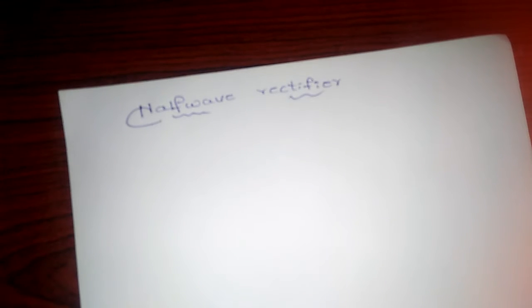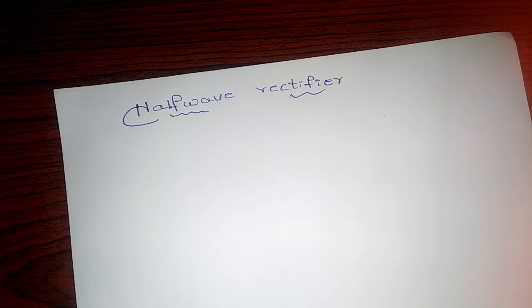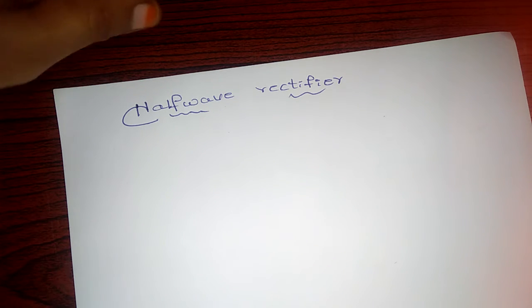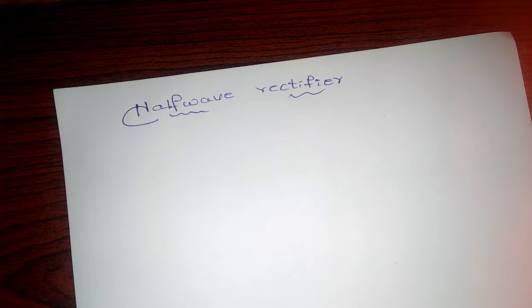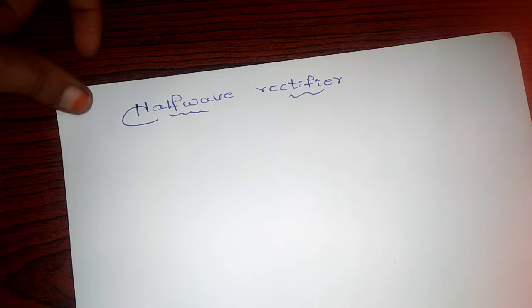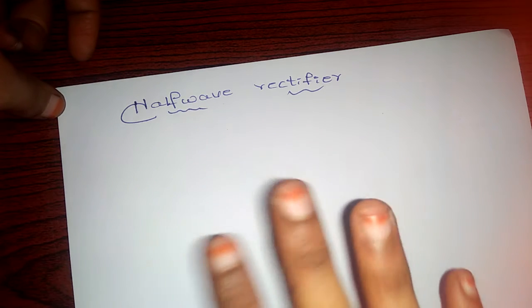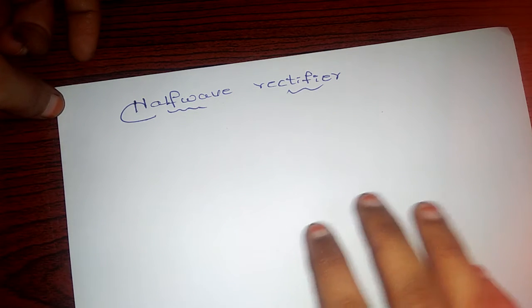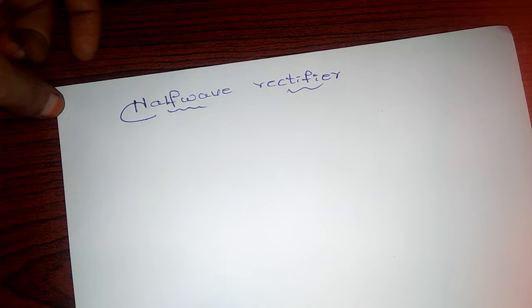Today in this video, let's learn about the half-wave rectifier. So, what is a half-wave rectifier? What is a rectifier actually? A rectifier is used to convert AC to pulsated DC. Pulsated DC means it still contains harmonics and some distortions. Here we are going to discuss the half-wave. Only the half-wave is converted to DC and the other half-wave is skipped.